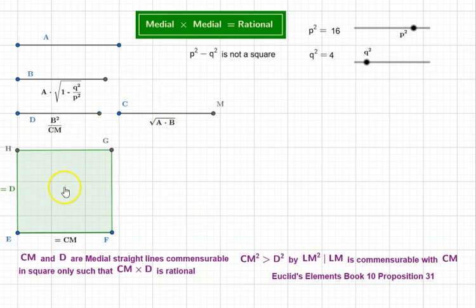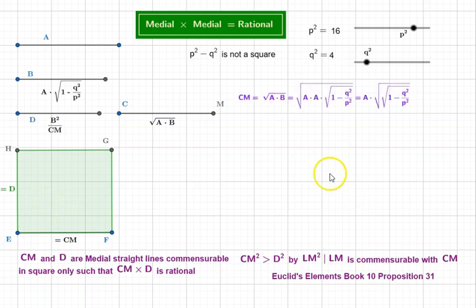Now, it's fine for me to say this, but how do we actually know that whatever I have said is correct? Or in other words, CM and D are the required magnitudes. Let's figure out what CM actually is. So CM is equal to square root of A times B. Now we do the substitutions. So square root of A times square root of 1 minus Q square by P square.